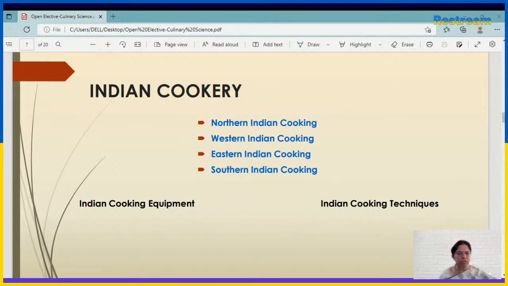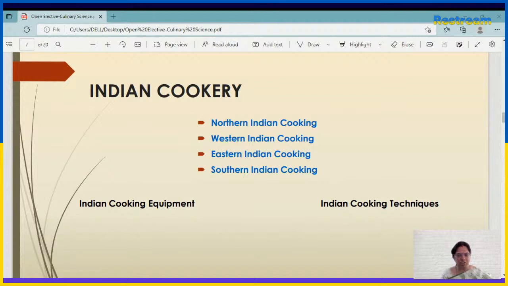Then Western Indian cooking, you see fish and coconut heavy cuisine, which is through the border of Goa and the former Portuguese colony also. So these Portuguese people have an effect on this Western Indian cooking, and no doubt they have a lot of fish and coconut in them. And then Gujaratis are primarily vegetarian and they eat sweetened foods.